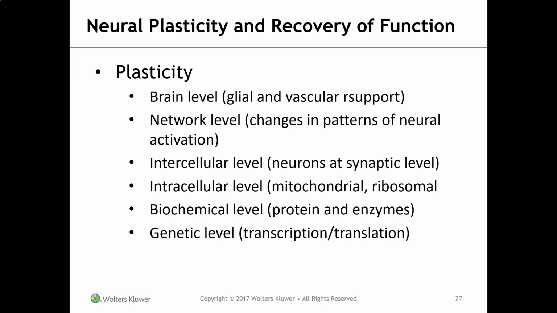It goes down to the cellular level. So you're thinking, Patel, how do I rehab at the cellular level? Well, you do the best you can, and those changes will occur naturally at the cellular level. But it takes time, it takes repetition, and it takes patience.